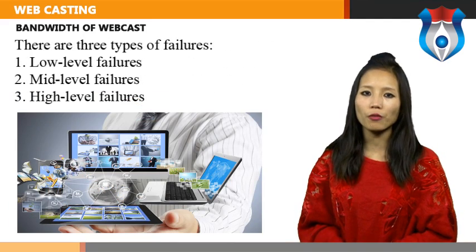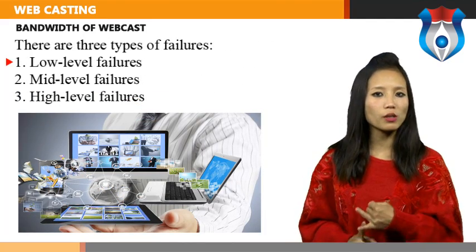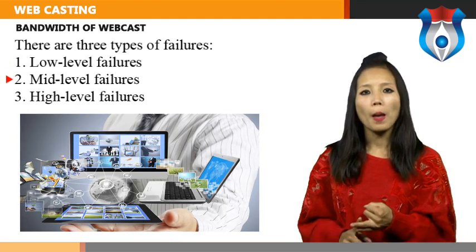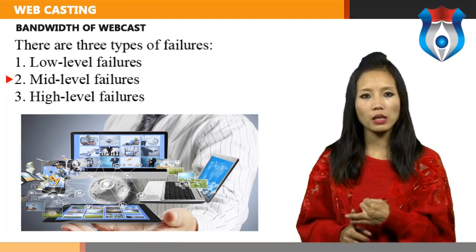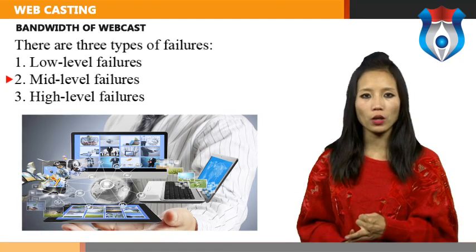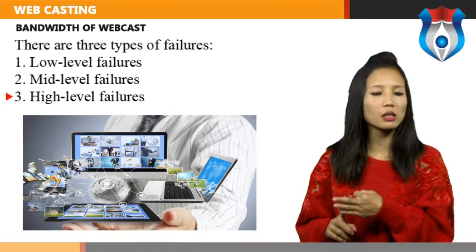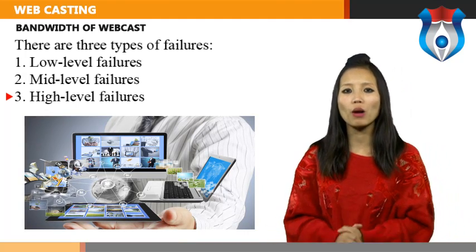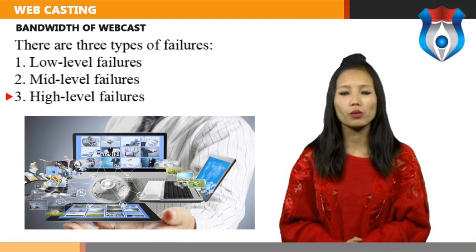There are 3 types of failures. Low-level failures result in video that intermittently freezes in midstream. Mid-level failures result in the temporary inaccessibility of the video. High-level failures result in server crashes where there is permanent loss of the video and programming becomes unavailable to viewers.